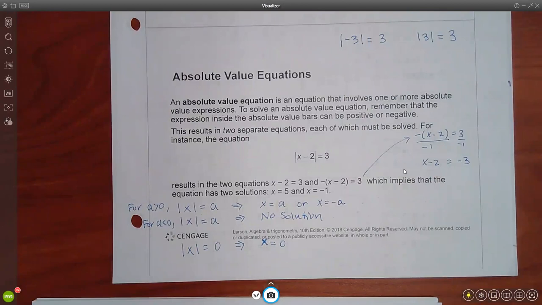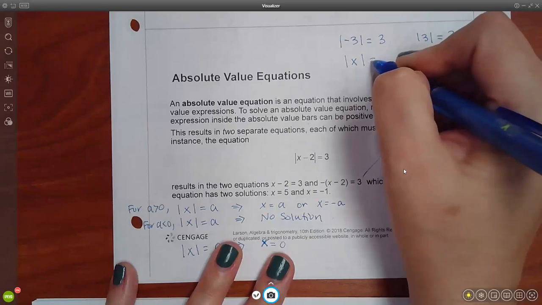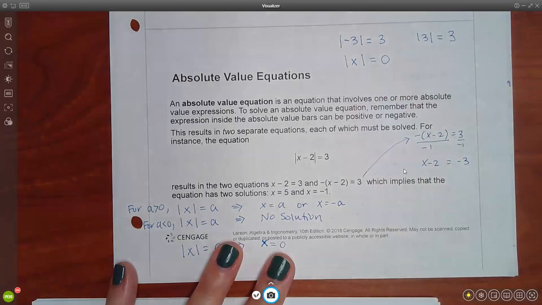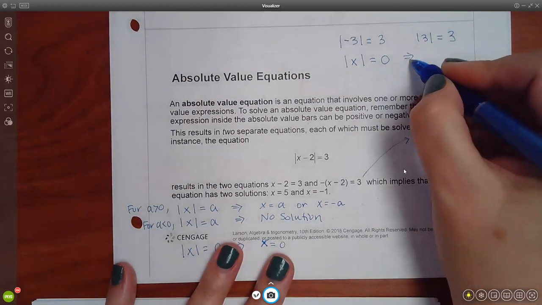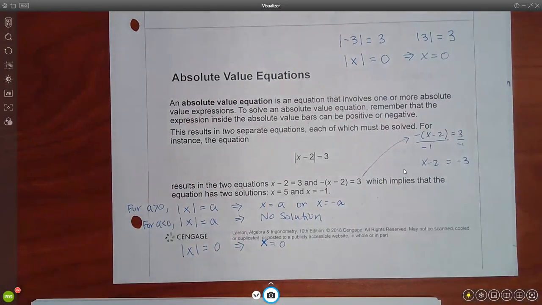But there's also something interesting to point out. What would have to be in this bar in order for me to get 0? The absolute value of what would give me 0? It has to be 0, right? And there's no other options because there's no such thing as a -0, right? So for that one, there's only one solution. So that's a special case where you only get one solution.